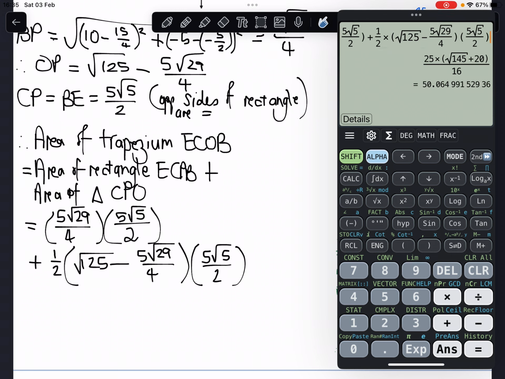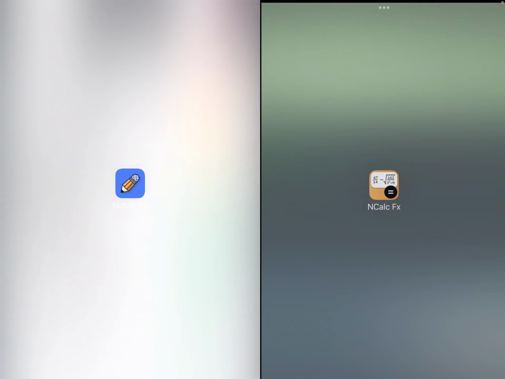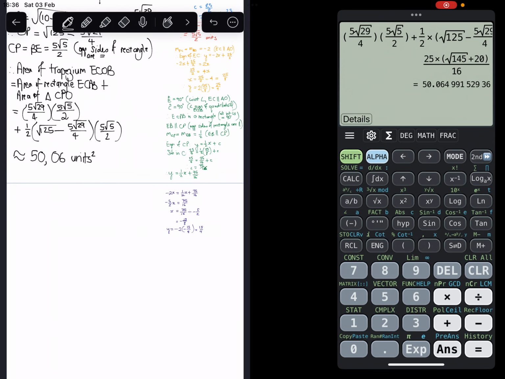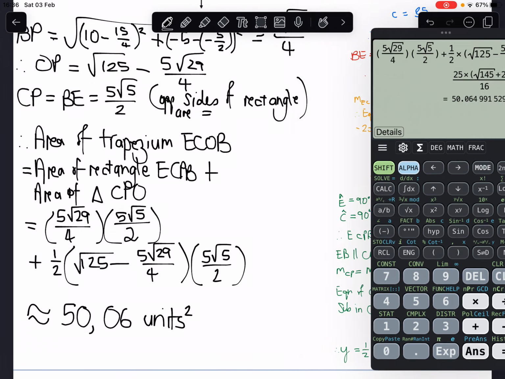Okay, right, so I am getting as an answer 25 times the square root of 145 plus 20 divided by 16. In other words, 50,06 units squared. Well, square units rather. Oh, the moment of truth. This was a marathon. So I won't lie, I am fully expecting that I made a mistake somewhere. And that we are going to have to go through very agonizingly.